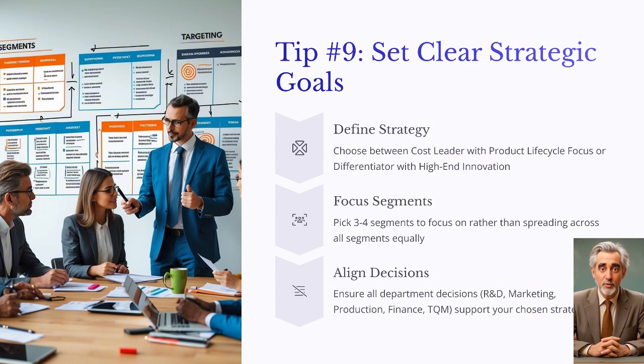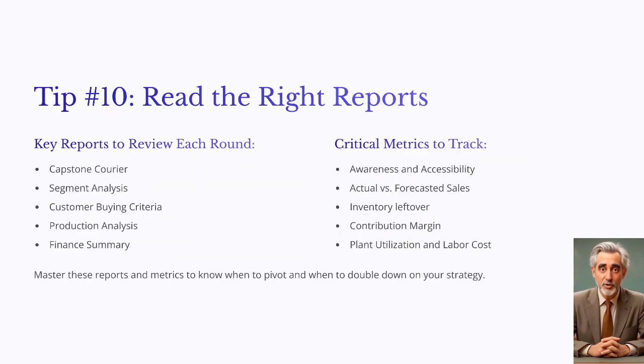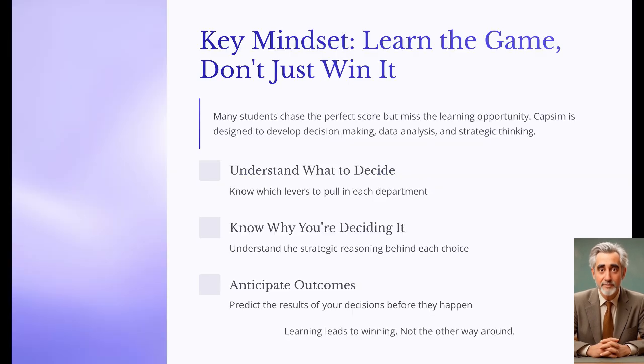Tip number 10. Read the right reports. Winning isn't just about making decisions. It's about reading the right data. Key reports to review each round: Capstone Courier, segment analysis, customer buying criteria, production analysis, finance summary. Know what metrics to track: awareness and accessibility, actual versus forecasted sales, inventory leftover, contribution margin, plant utilization and labor cost. Master these, and you'll know when to pivot and when to double down.